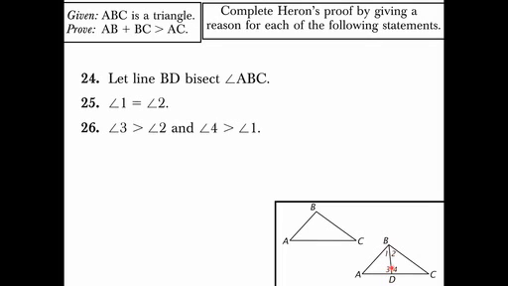Now they're suggesting that angle 3 is greater than angle 2. I encourage you to look at triangle BCD here. Angle 3 is greater than angle 2 and angle 4 is greater than angle 1. Same reason for both.